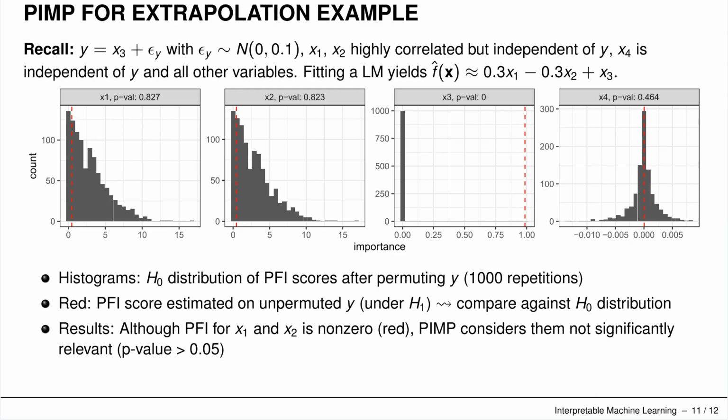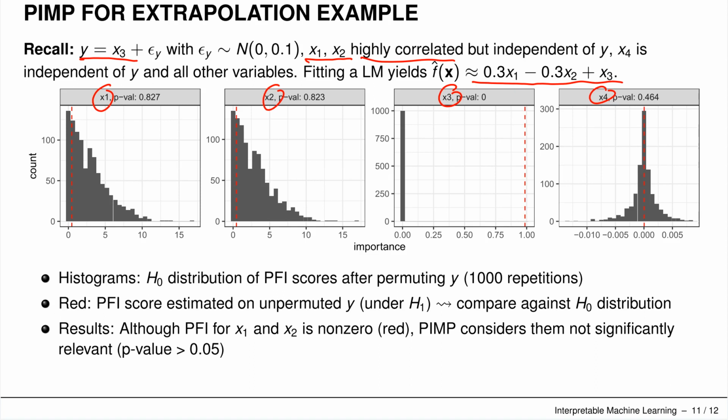So let's look at that in an example. Remember our example from before, where we had the target y, which is just an effect of X3, and we had X1, X2, which are highly correlated, but independent of y. And X4 is independent of all others. And we had that linear model where the two effects cancel each other out. If we now plot histograms of the importance under the null in gray for X1, X2, X3, and X4, and plot in red the actual observed PFI score.